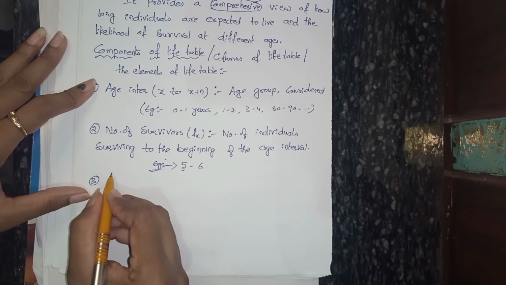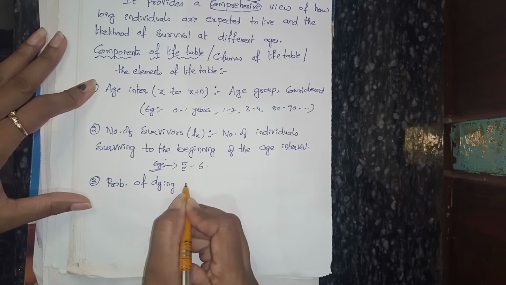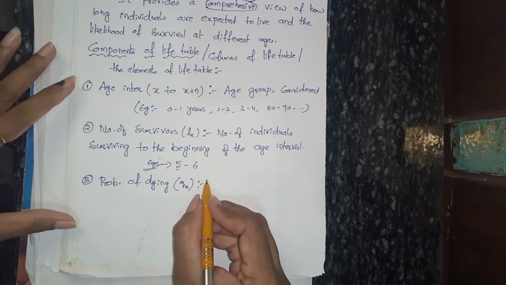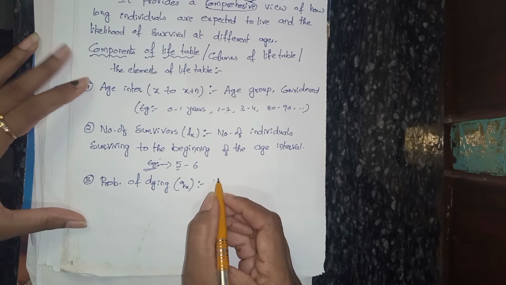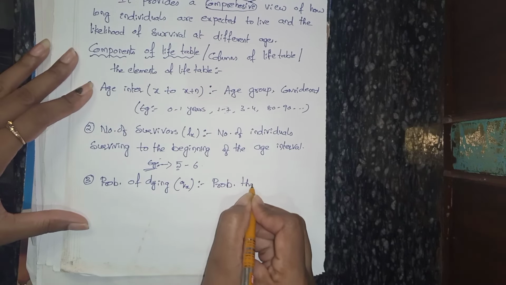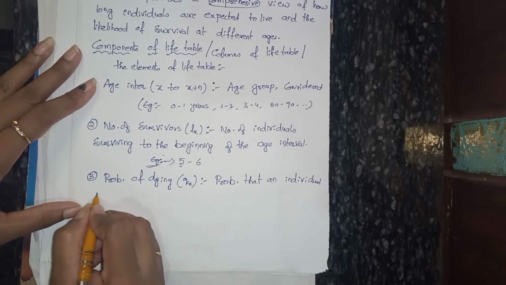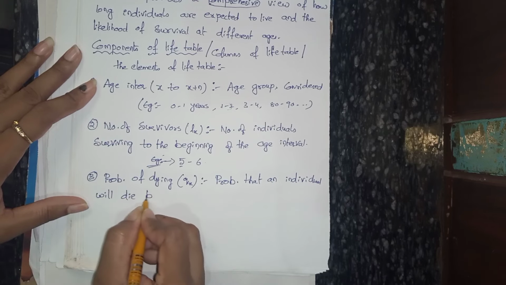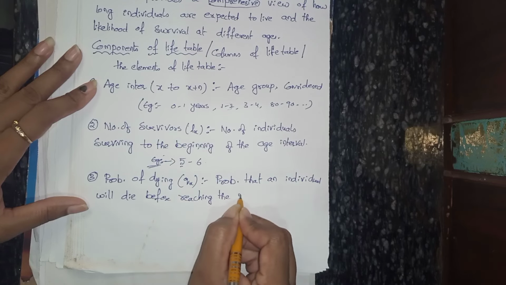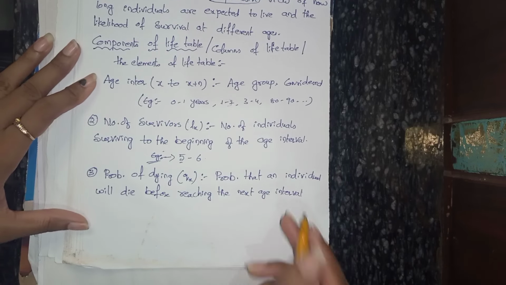So next is the third one, probability of dying. Probability of dying is denoted with QX. So here we study about the persons who die. The probability that an individual will die before reaching the next age interval.